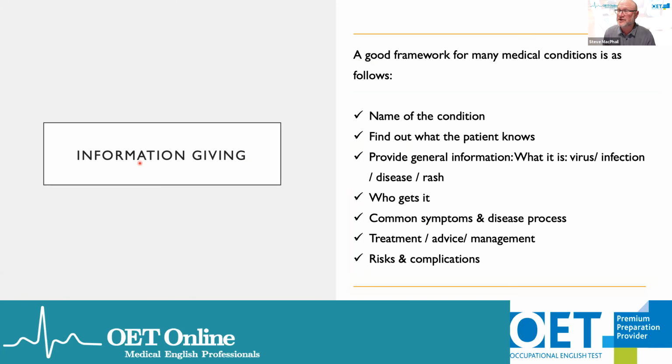So we've done information gathering. So on this eczema scenario, I want to work on information giving, right? Information giving. And we need a good framework for that. You've got to have good structure. So a really common framework is what we're going to look at now. Tell the patient the name of the condition. Find out how much the patient knows. That always gives you a good start point. There's no point explaining a lot of basic information if the patient already knows it. So find out how much they know.